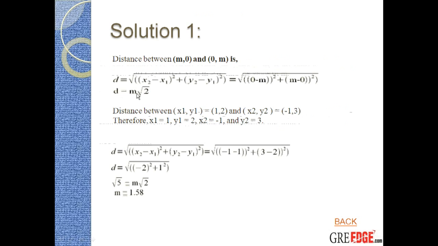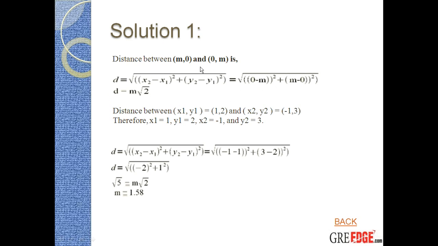Okay, let's see the explanation. The distance between M, 0 and 0, M is d equal to root over x2 minus x1 the whole square plus y2 minus y1 the whole square. So x2 is substituted by 0 and x1 is substituted by M; y2 is substituted by M and y1 is substituted by 0. So you have minus m the whole square plus m square, which is m square plus m square. So that is equal to root over 2m square, so that is m root 2. So we have found the distance between the first set of points.